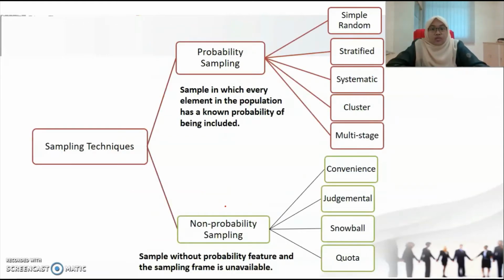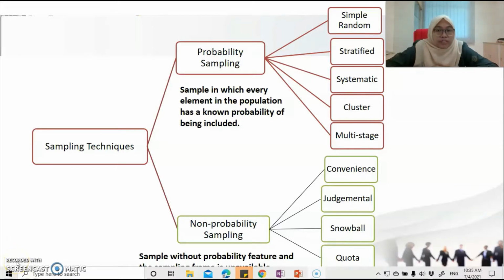Alright, so moving on to the sampling techniques. In order for us to select the sample, we must use very appropriate sampling techniques. Sampling techniques can be divided into two. The first one is probability sampling, and the second one is non-probability sampling.